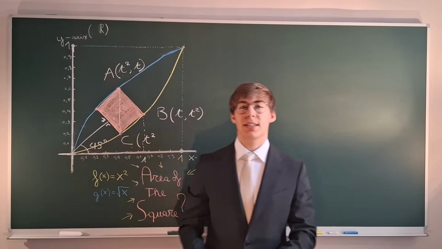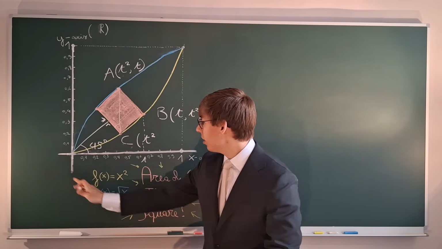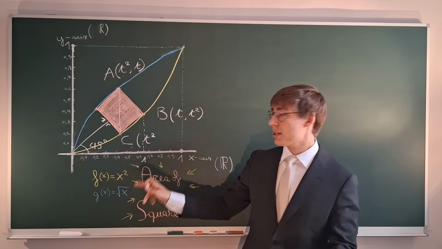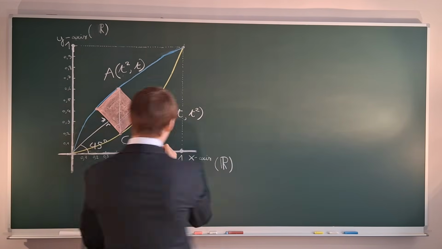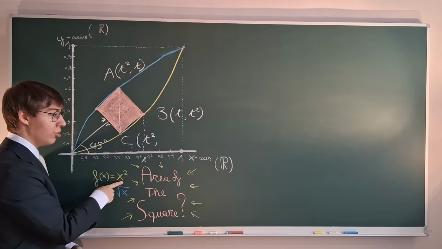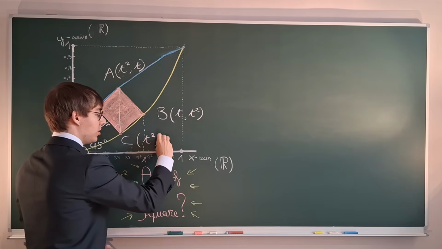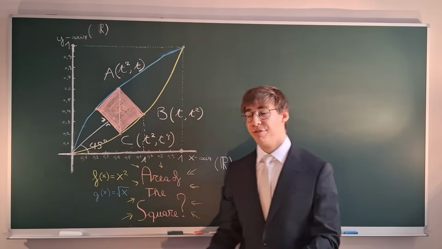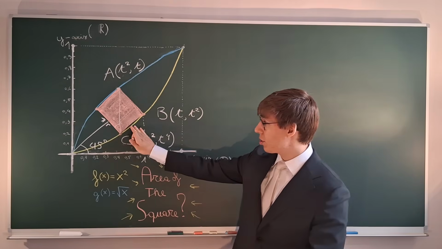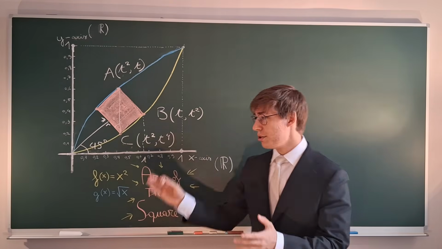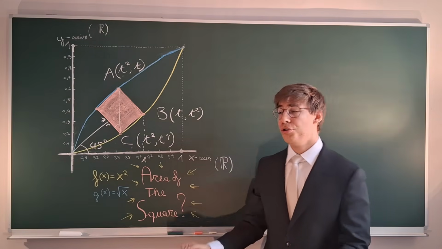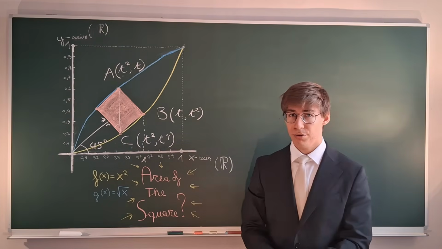But now we know that C lies on the yellow function, which is x squared. So as you might guess, the y-coordinate of C is equal to t squared to the power of 2, which is t to the power of 4. Now our goal is to find the area of this square. So a good way to do this is to try to find this value of t. And I will show you 2 ways to solve for this value t.